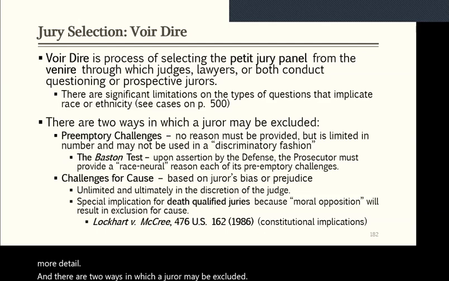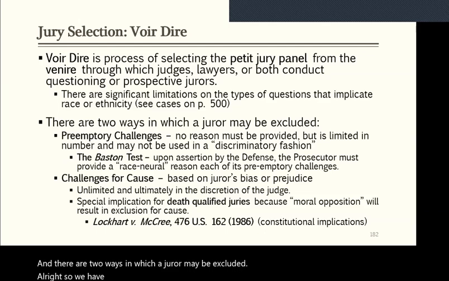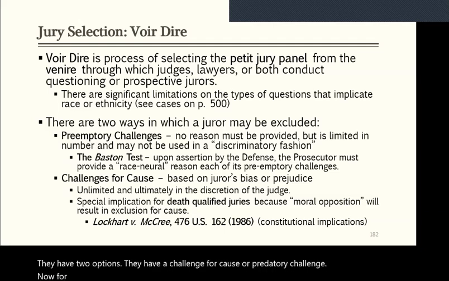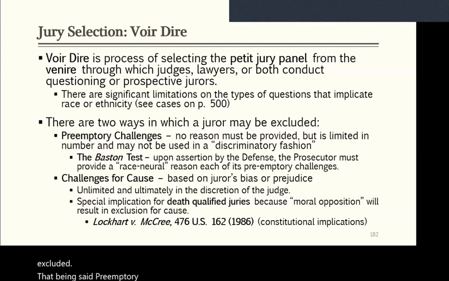Right, so we have peremptory challenges and challenges for cause. So peremptory challenges. If a side wants a juror excluded, they have two options. They have a challenge for cause or a peremptory challenge. Now for a peremptory challenge, you do not have to give a reason as to why you want the juror excluded. That being said, peremptory challenges are limited in number, and they may not be used in a, quote, discriminatory fashion.